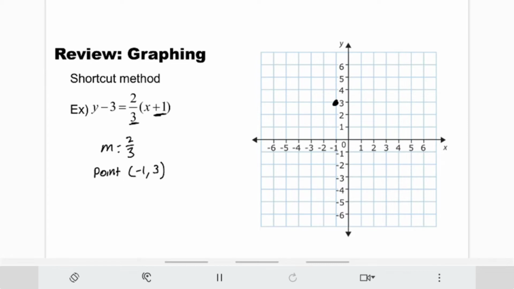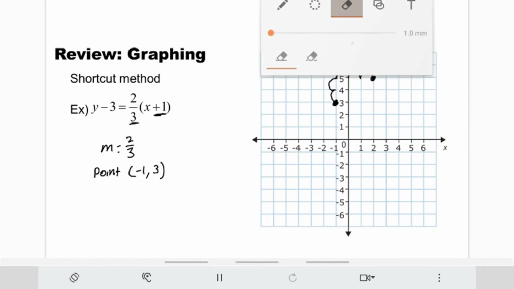So I'll give you guys a second. If you guys are following along, try to think what's going to happen here. So from here, what we're going to do is go up 1, 2, and to the right 1, 2, 3, and that's going to drop us off right here. Then we're going to draw our line through.